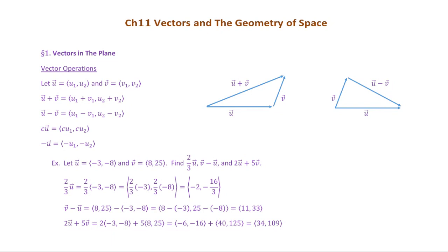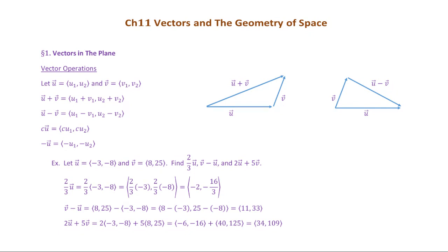Okay. v minus u, which is 8, 25 minus -3, -8. So what you do is subtract the x and y components separately. So 8 minus -3 and 25 minus -8. So 8 plus 3 is 11 and 25 plus 8 is 33.